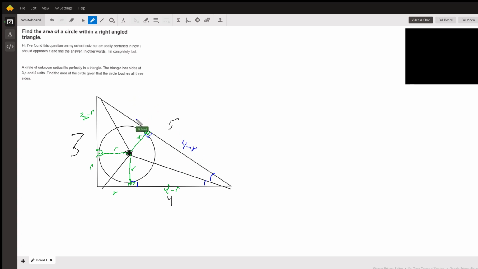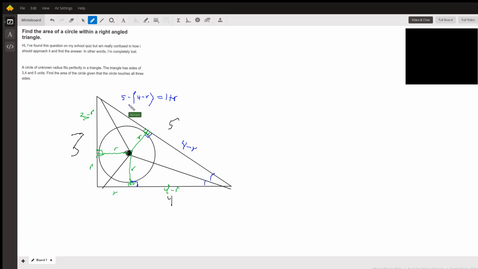And then the whole thing is 5, so this has to be 5 minus (4 minus R). And that's going to be equal to 1 plus R. Okay, because 5 minus 4 is 1, and then negative R is plus R.